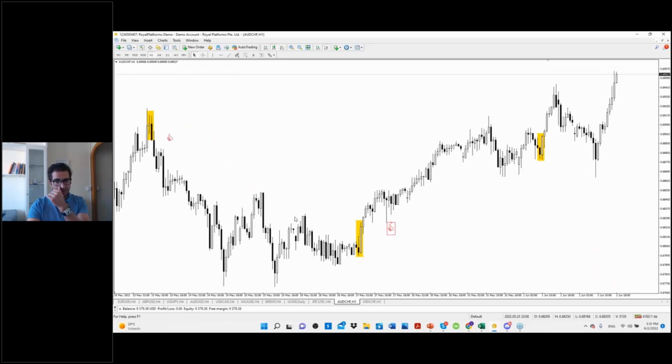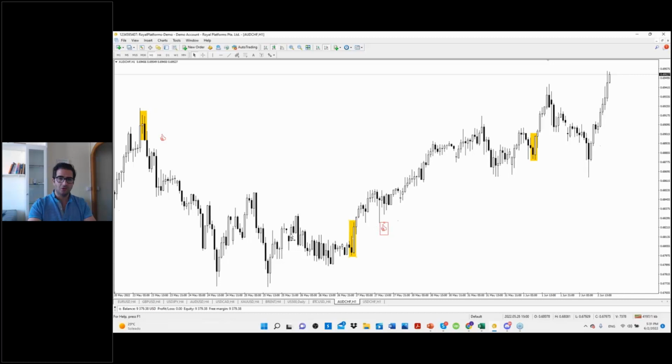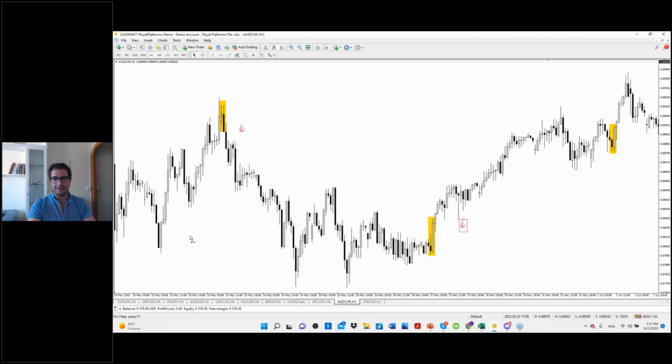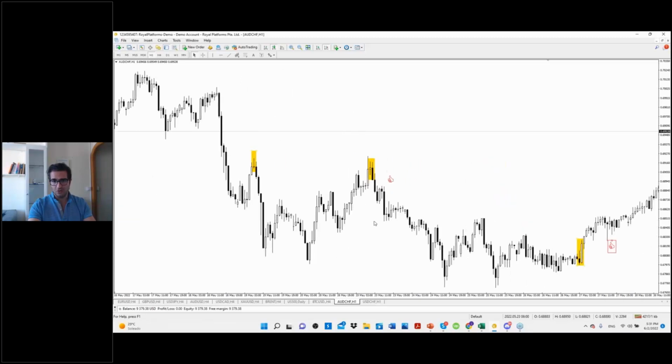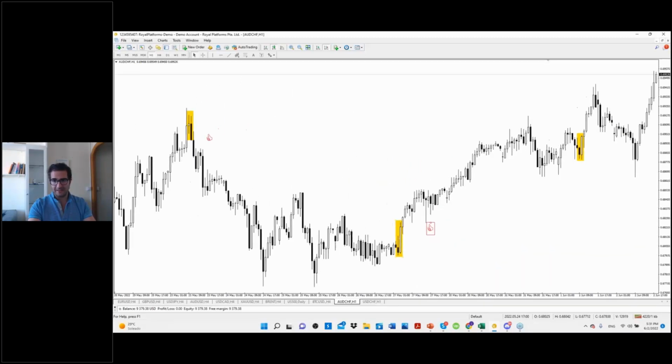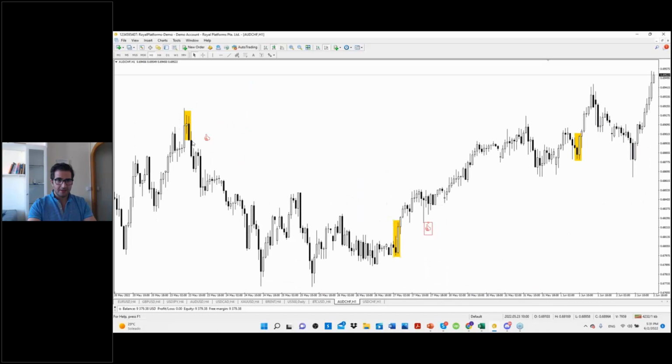We'll talk about the 3 black crows and the 3 white soldiers. The 3 white soldiers indicate a continuation of the upward movement, or a move to the upside. An example of this: if the market is moving here to the downside and started to move to the upside, these 3 bars here are called 3 white soldiers. 1, 2, 3.